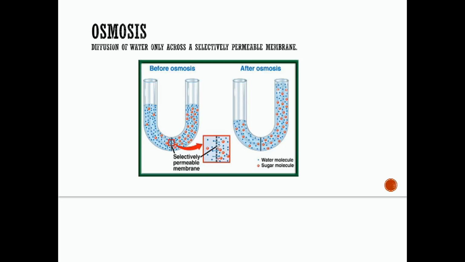So, in this model, you can see that just the blue little water molecules, so here's the blue water molecules and the red are the sugar. So, just the blue little water molecules are moving across this selectively permeable membrane. Not the bigger red sugar molecules, just the water molecules. It's like a puzzle, and just the water molecules are able to fit through. So that's osmosis. Osmosis, water.